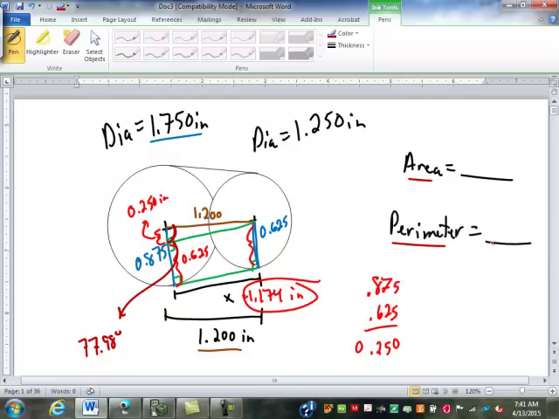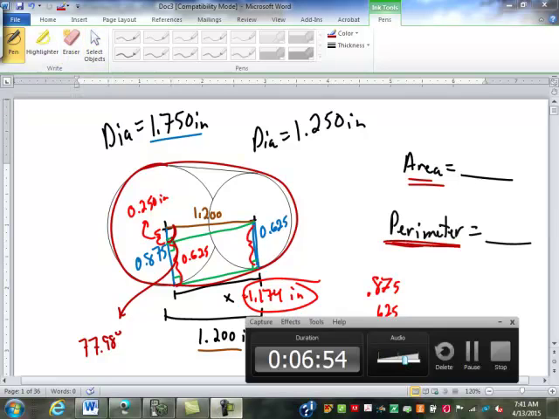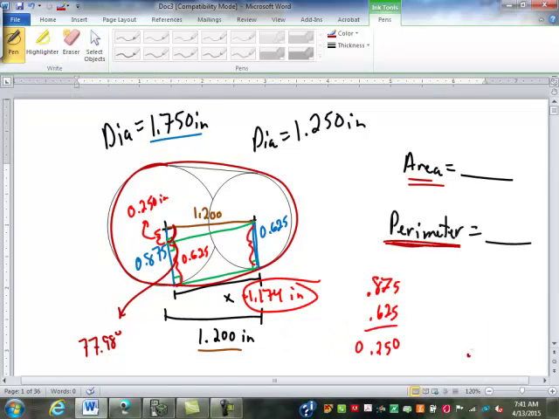I want you guys, little review, take a couple minutes, try to find perimeter and area of this whole thing. So the perimeter, I want you to do the perimeter first. That's the distance around this whole thing. So for right now, try to find the perimeter quick. I'll give you a couple minutes.